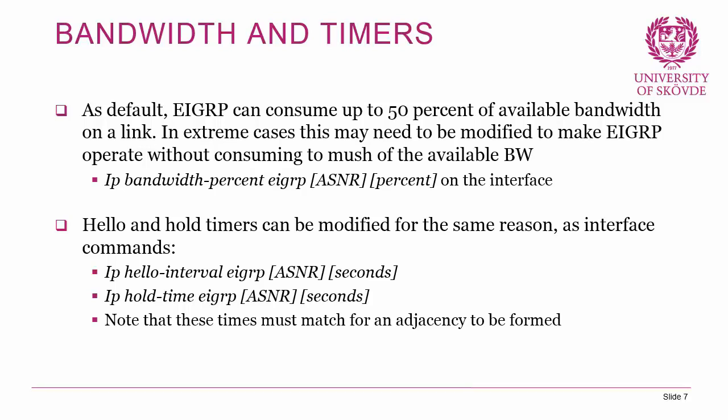And then, for the same reason, you can also modify the hello and hold timers to increase the reliability of the link. I mean, the default for hello timers on Ethernet is to send a hello message every 5 seconds, but maybe you want to do it every second just to make sure that you only use that link if it's up. Because if the link goes down, the hold timer by default is 15 seconds, and there's going to be a 15 second delay in the worst case before the link goes down. Maybe you want to change the hold time to like 3 seconds because you really want to close it as quickly as possible. Or maybe you want to increase the timers to make sure that less traffic is sent over the link.